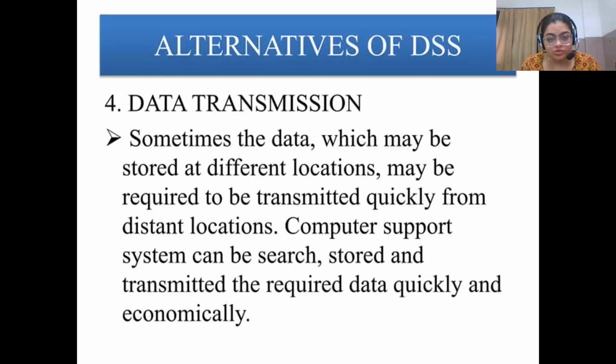Next is data transmission. Sometimes the data which may be stored at different locations may be required to be transmitted quickly from distant locations. So computer support systems can search, store and transmit the required data quickly and economically. So this DSS is also used for searching, storing and transmitting the required data quickly and economically from different locations, because it collects the data from the external and internal sources of the organization, and the data is transmitted from one place to another place, or from one organization to other organizations.